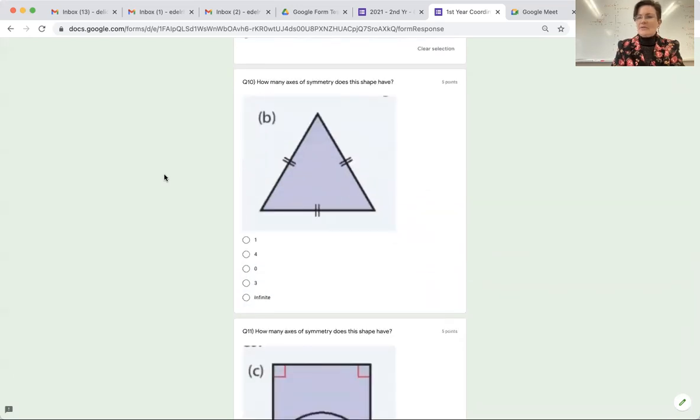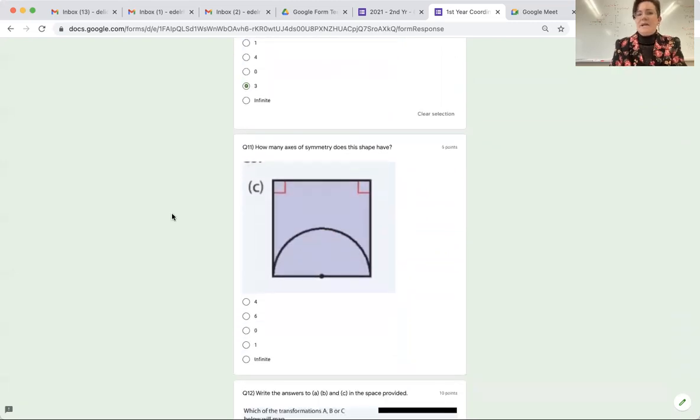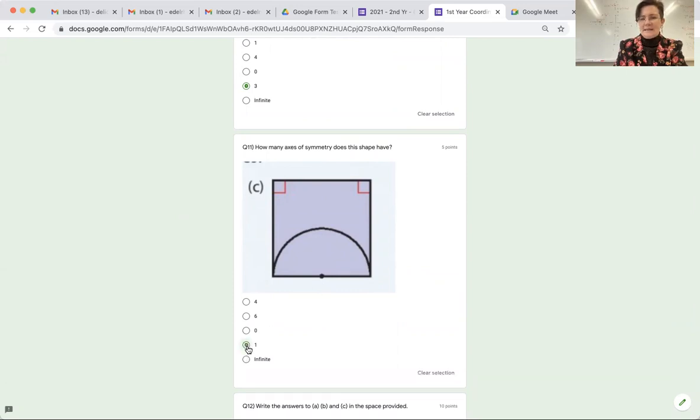How many axes of symmetry does this shape have? And our equilateral triangle has an axis of symmetry through each of the vertices. So it has 3 axes of symmetry. And this one here, now a square has 6 axes of symmetry, but this is not a square because of this semicircle that's in the middle of it. It only has 1 axis of symmetry. Okay, if I try to draw a line through any of the other potential axes of symmetry, it's not an exact reflection.